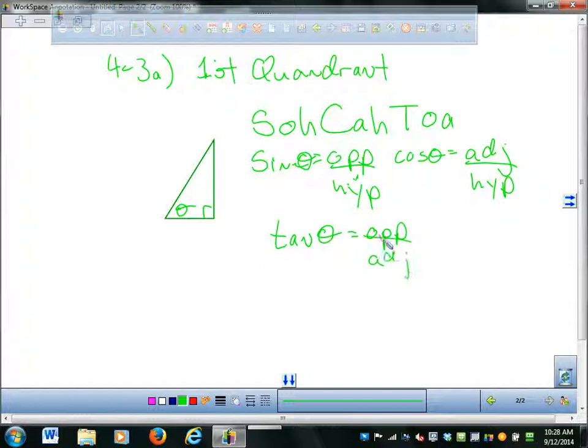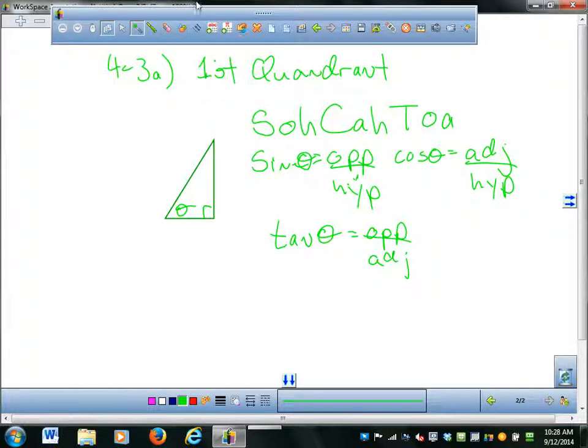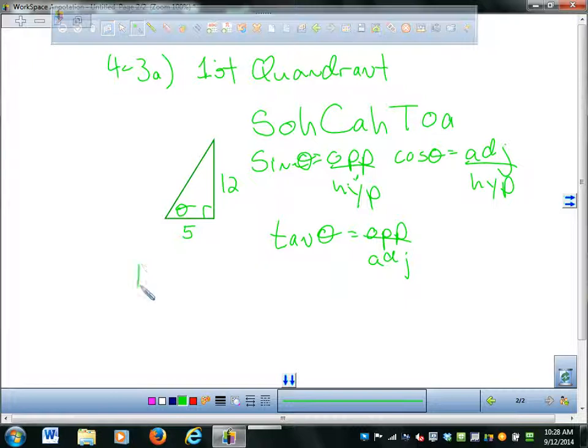SOHCAHTOA. So if you're standing here, here's the opposite side, here's the hypotenuse, and the adjacent is the one that's not the opposite side and not the hypotenuse. Okay? So if they tell you that this is 5 and this is 12, and they say find these 6 trig functions, could you do that? Find the ratio of the 6 trig functions.